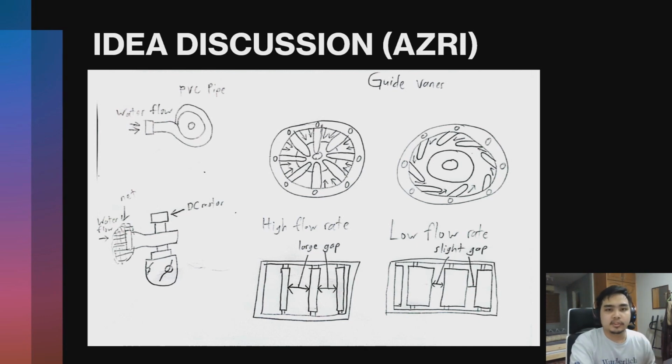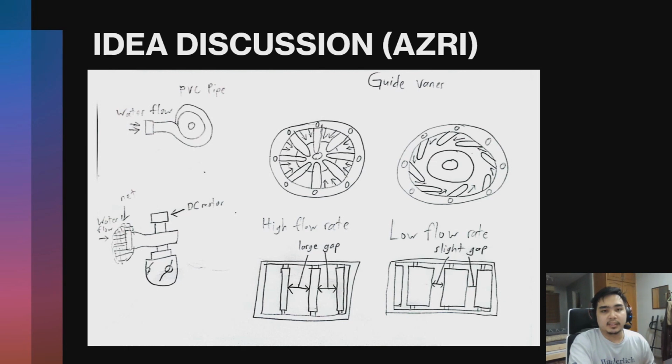So on the left side of this drawing, this was my initial idea, which was making a Pico Kaplan turbine, where the design was using a PVC pipe, the Kaplan turbine itself, a net to cover bigger matter so it can filter better, and also a DC motor. However, my initial idea was too complex for one semester to finish.